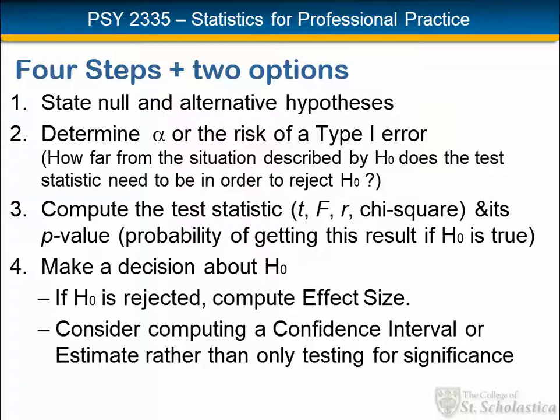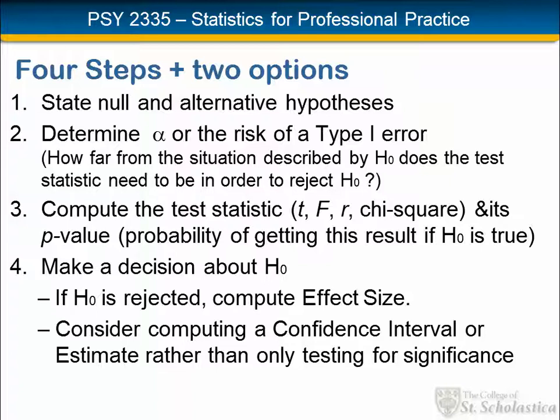In the third step, we'll compute the test statistic. Right now we're looking at t, but soon we'll be looking at F for analysis of variance, r for correlation, and the chi-square statistic. And for each one, we'll also be looking at its p-value, which is the probability of getting this exact result if the null hypothesis were true.